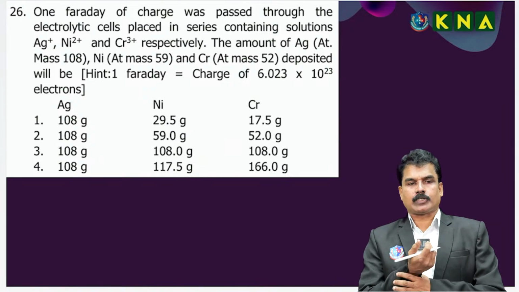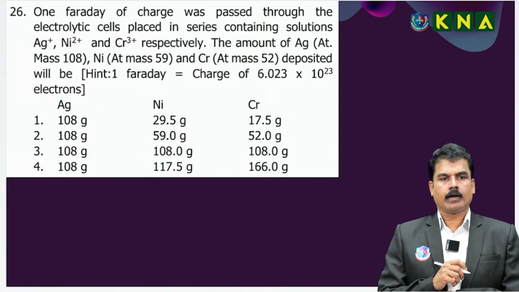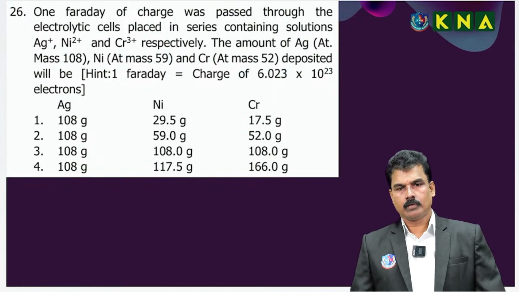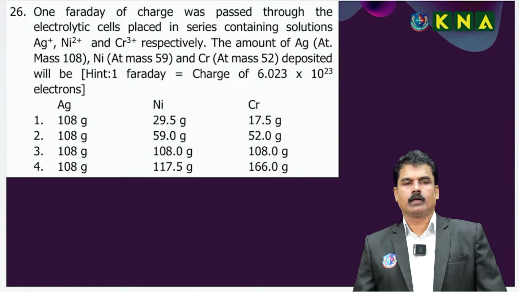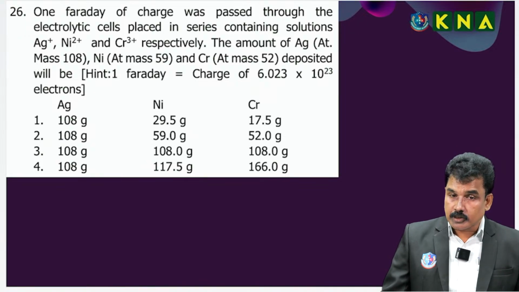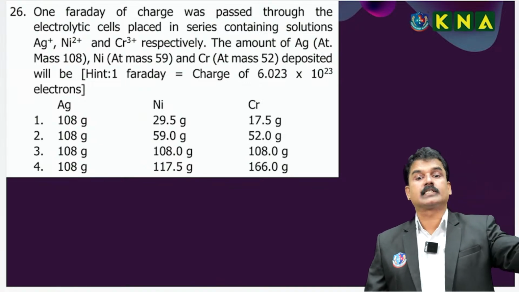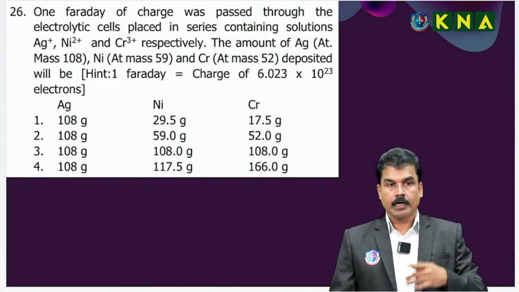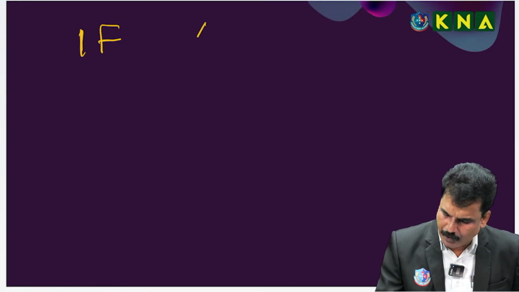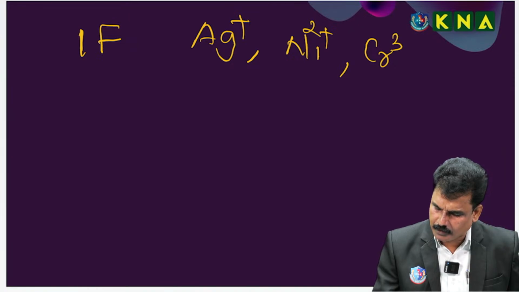One Faraday of charge was passed through electrolytic cells placed in series containing solutions of silver, nickel, chromium. Again, it is based on Faraday's second law. The amount of silver, nickel and chromium deposited will be the amount of substance deposited. It is based on Faraday's first law, W is equal to Z into I T. Second law is the same quantity of current we are passing through different electrolytes. Here 1 Faraday of current we are passing through Ag+, Ni2+ and Cr3+.